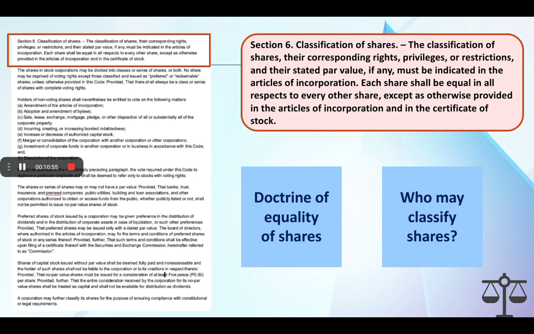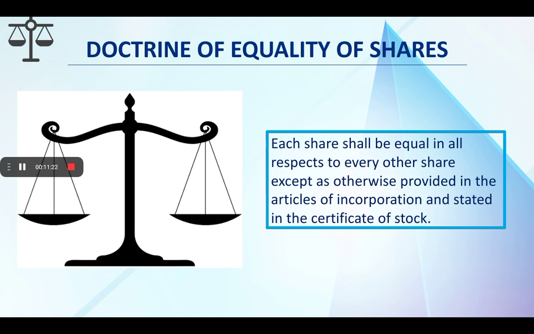So, sinasabi lang dito na kailangan nakalagay sa articles of incorporation yung mga classification of shares, yung mga corresponding rights, privileges, or mga restrictions, at yung stated par value ng shares. So, in this paragraph, I will discuss two topics which are the doctrine of equality of shares and who may classify shares. So, next. Doctrine of equality of shares. Each share shall be equal in all respects to every other share except as otherwise provided in the articles of incorporation and stated in the certificate of stock.